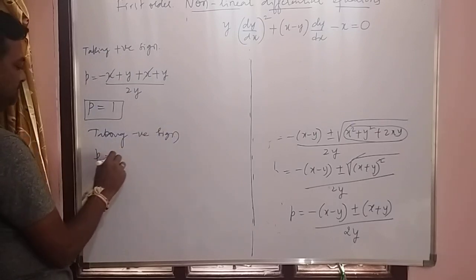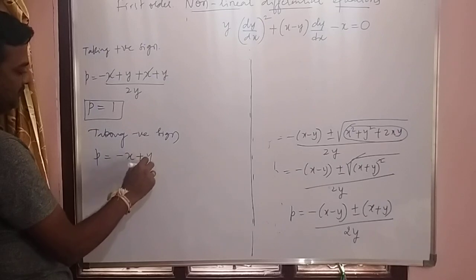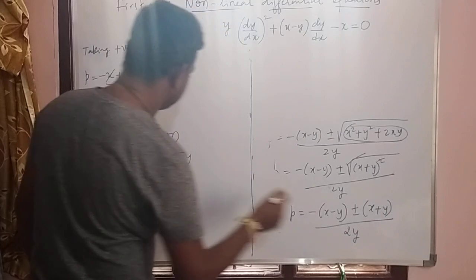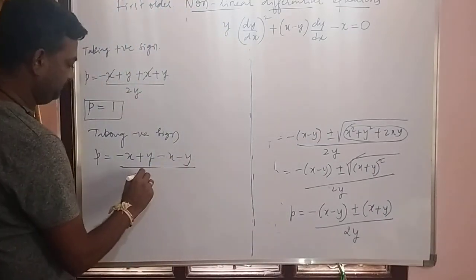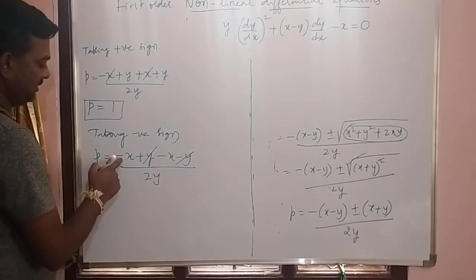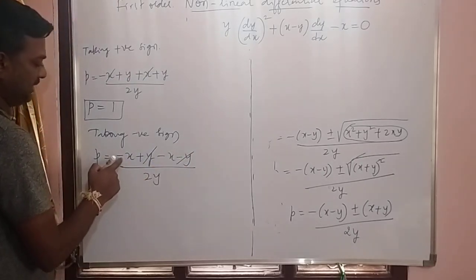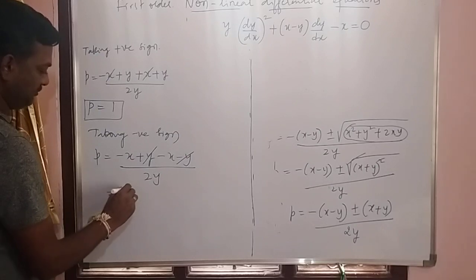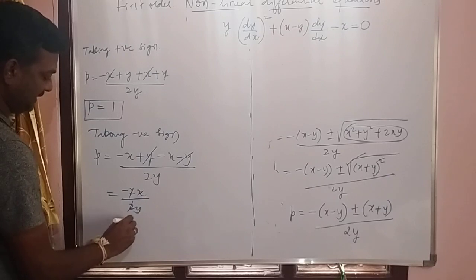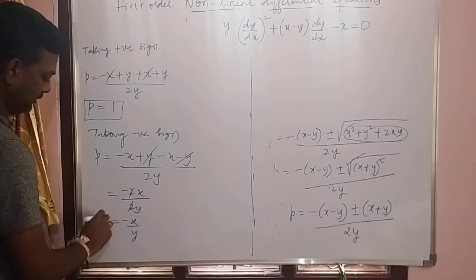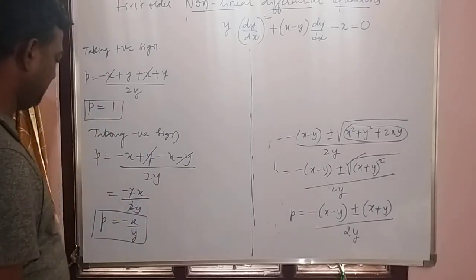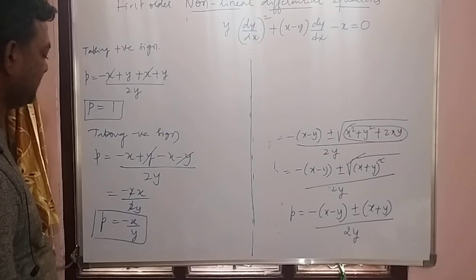So P is equal to minus x plus y minus x minus y, divided by 2y. Plus y and minus y get cancelled. So minus x minus x is minus 2x, minus 2x divided by 2y. The 2 gets cancelled. You will get minus x by y. So you will get two roots: P is equal to 1 and P is equal to minus x by y.